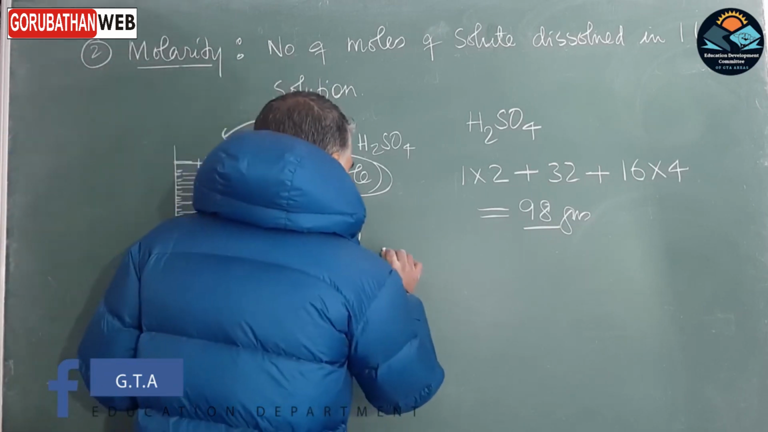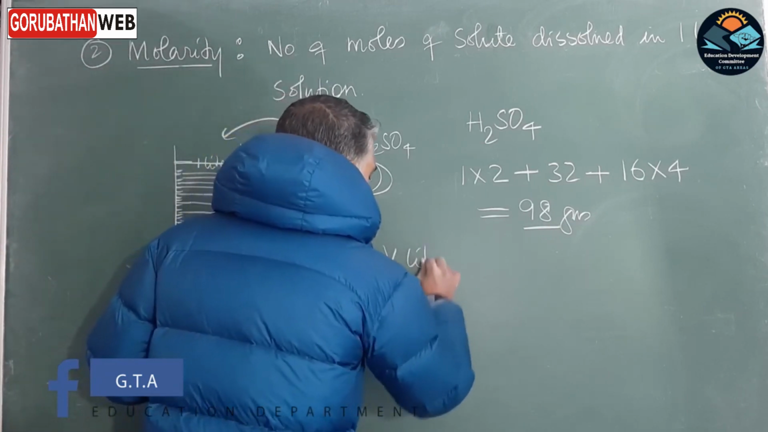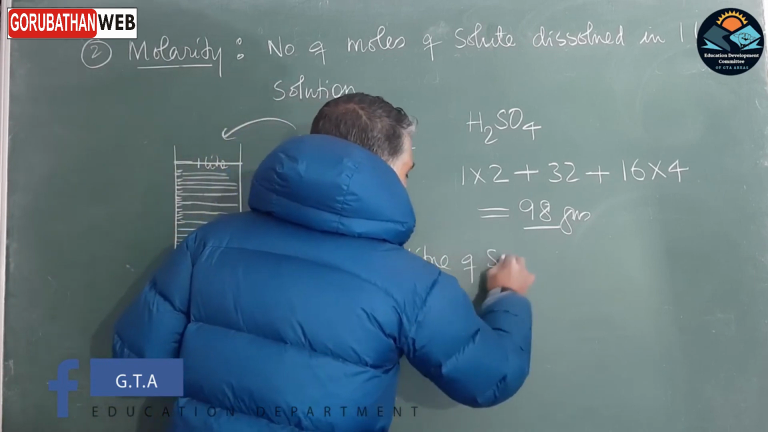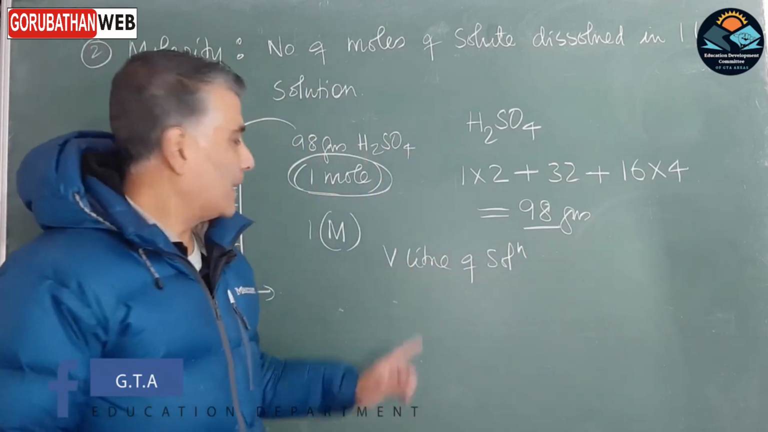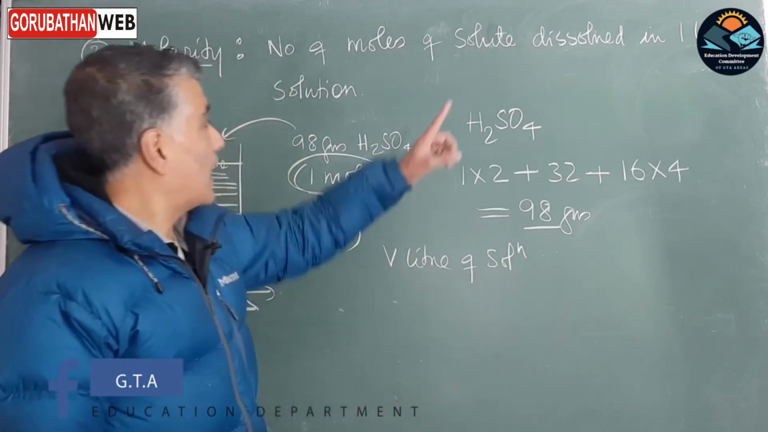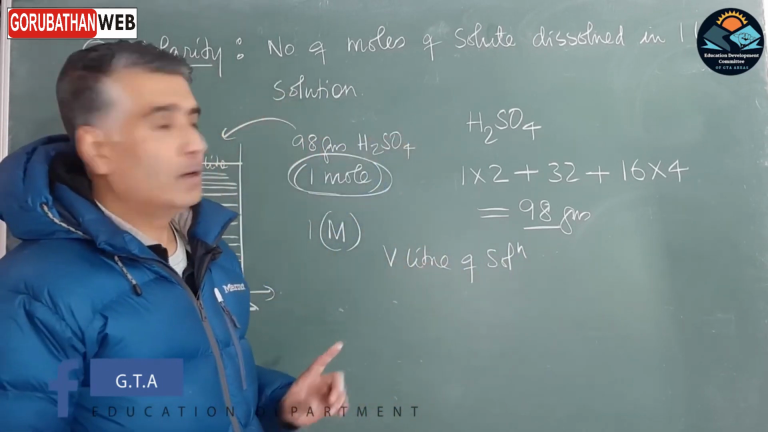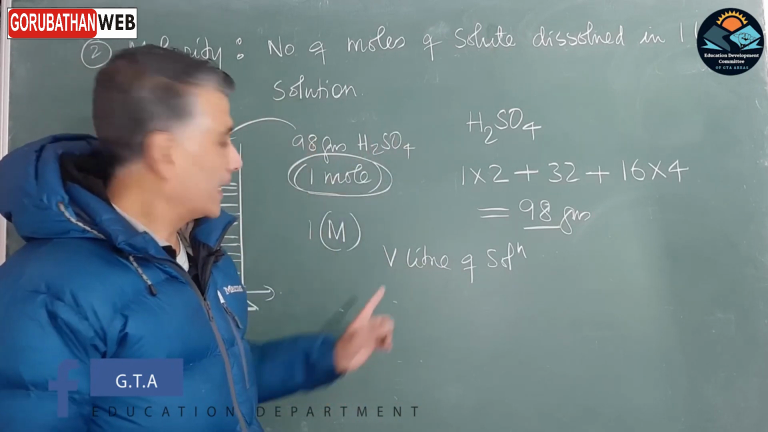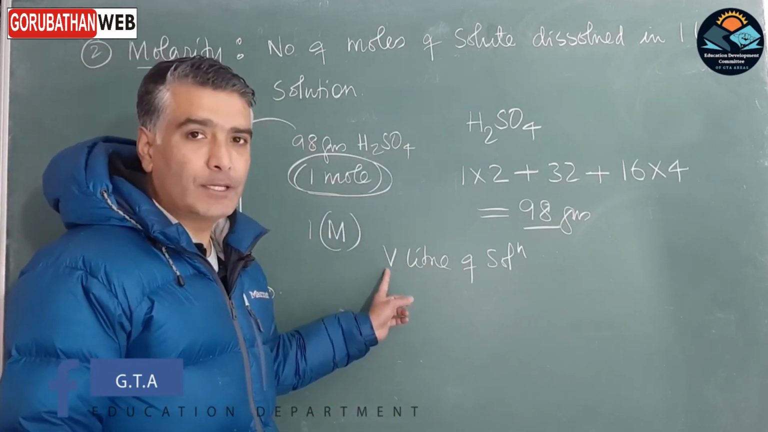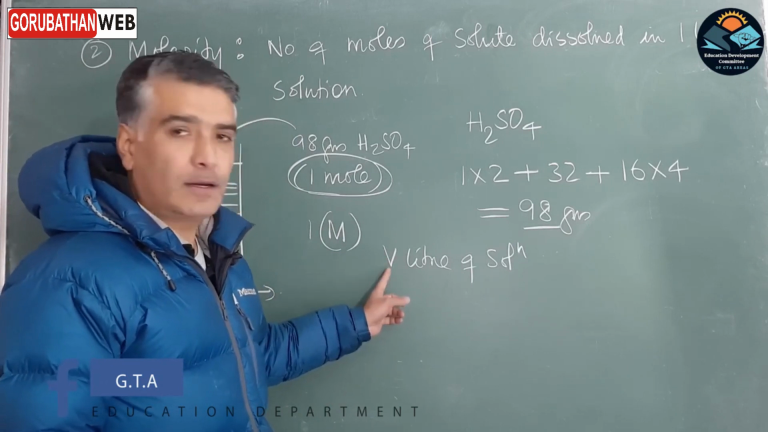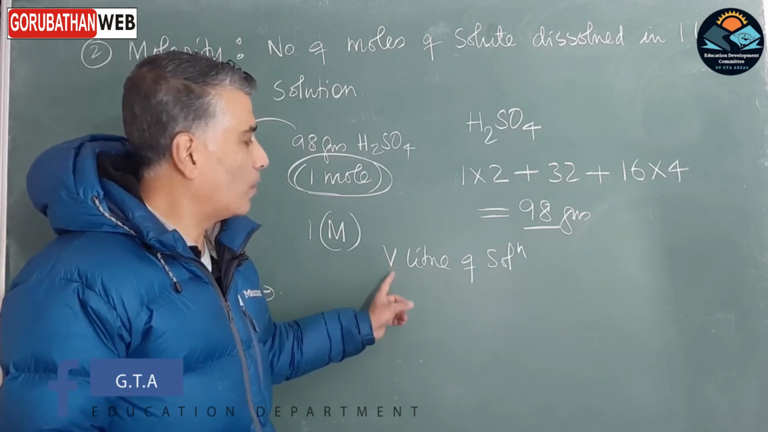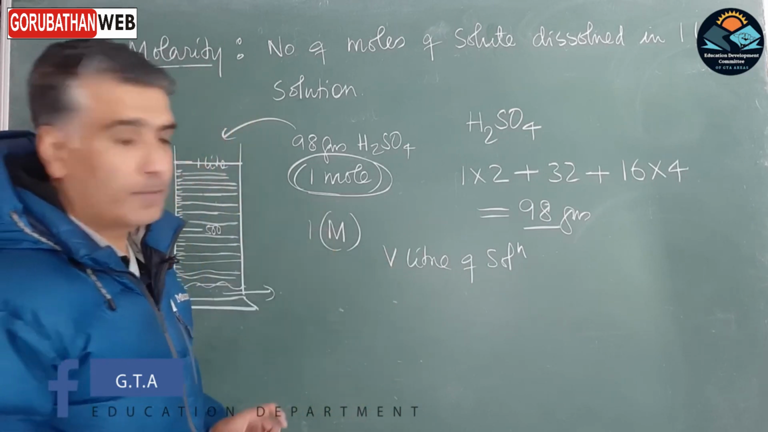So how do I do that? I'll assume that I have V liter of solution. By taking V liter, I have broken that constraint of 1 liter. I need not have 1 liter, I can have any amount. That's why I've taken V liter. This V could be half a liter, 1/10 of a liter, or 20 liter. V can represent any volume of the solution. So I've got V liter of the solution.